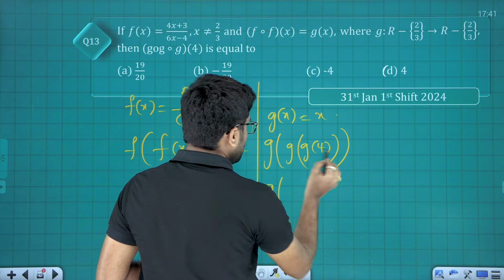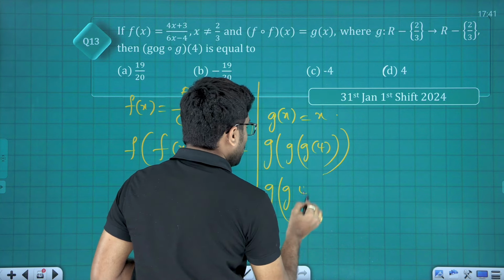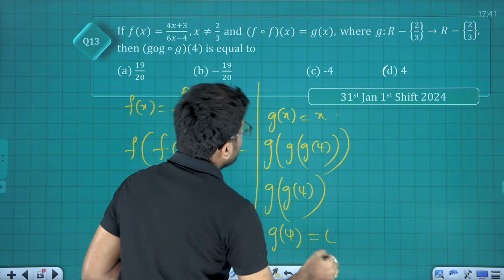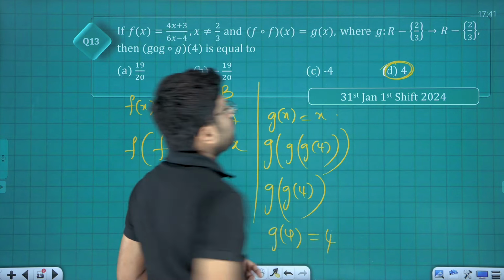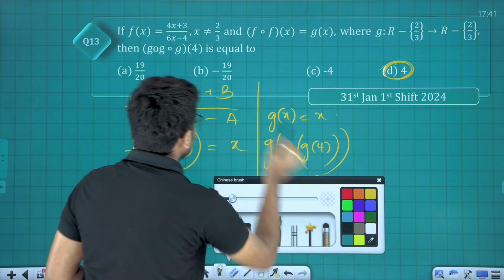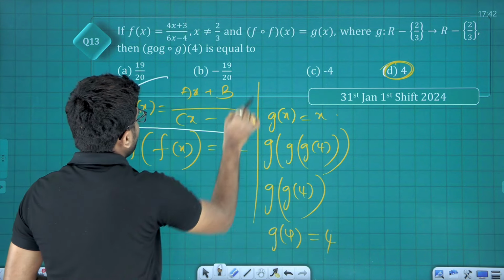So g of 4 is 4. Again, g of 4 is 4, which is 4. So the answer is one step, which is 4. Clear? This particular step is very important.